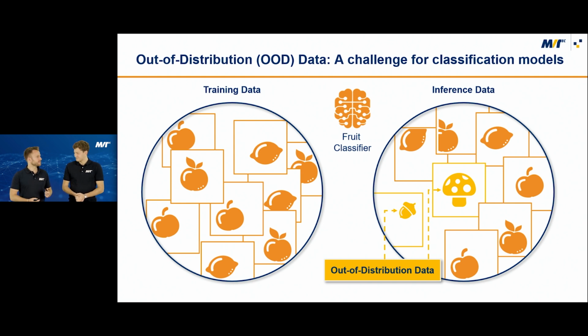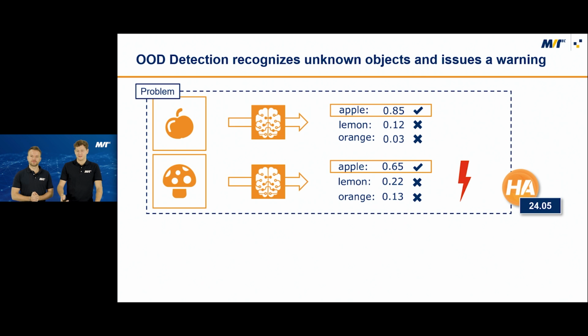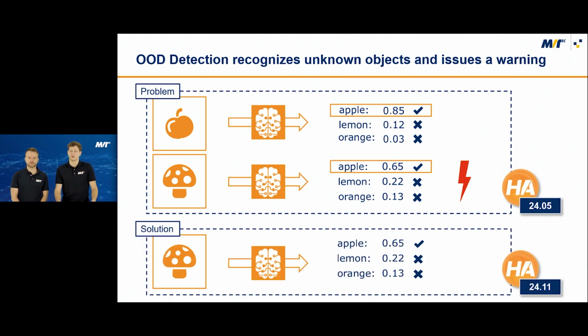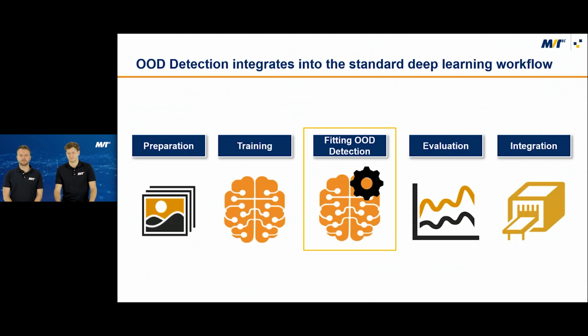Bene, can you show us? Of course, Jan. Thank you for motivating this problem. The problem, to be more exact, is that up until HALCON 2405, the classification models, as you already explained, predicted one of the classes they saw during training. Now, with HALCON 2411, a classification model is able to recognize out-of-distribution data based on an out-of-distribution score, and then issue an out-of-distribution warning. This warning indicates that the prediction cannot be trusted and should be dismissed.